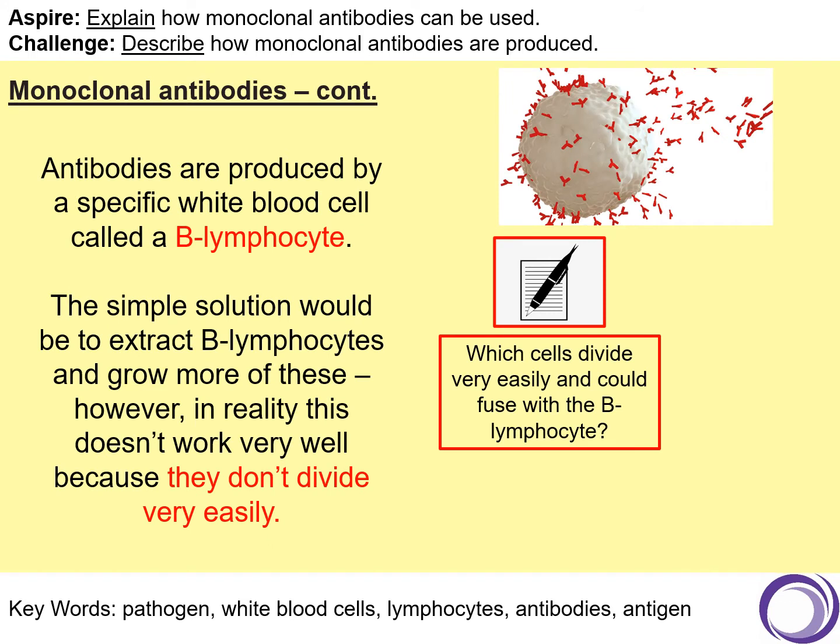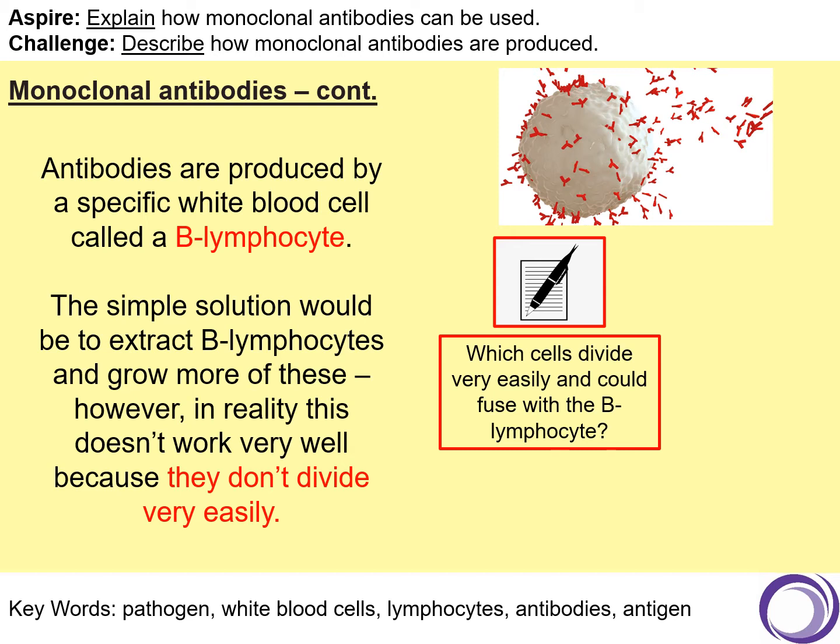So the antibodies are produced by a specific white blood cell called a B lymphocyte. And the simple solution would always be to extract B lymphocytes and grow a lot more of these. However, this actually doesn't work very well at all because they don't divide very easily. So what I'd like you to do now is, you will know a cell which divides very easily and could very easily fuse with a B lymphocyte. So what do you think that cell could be?